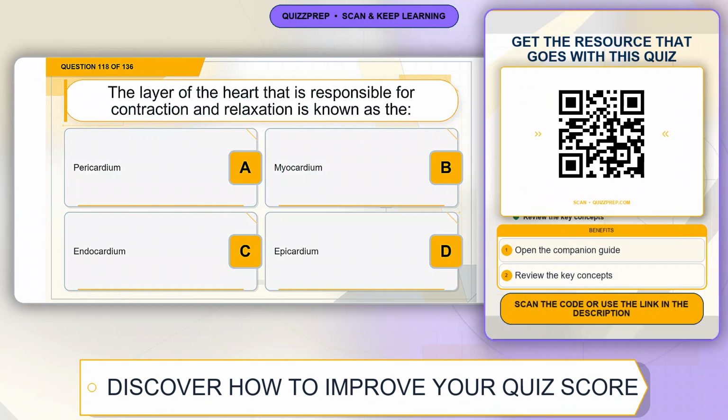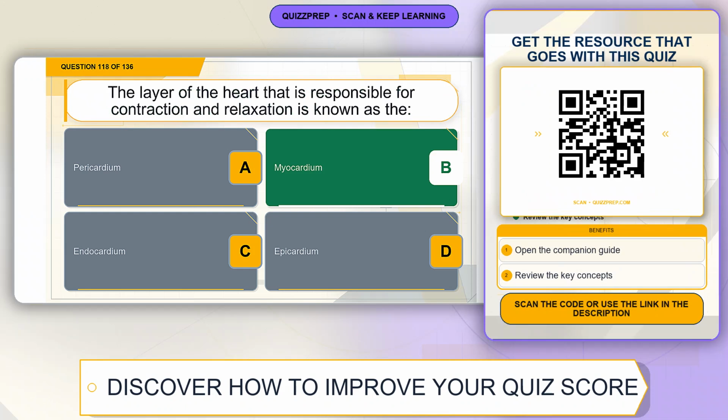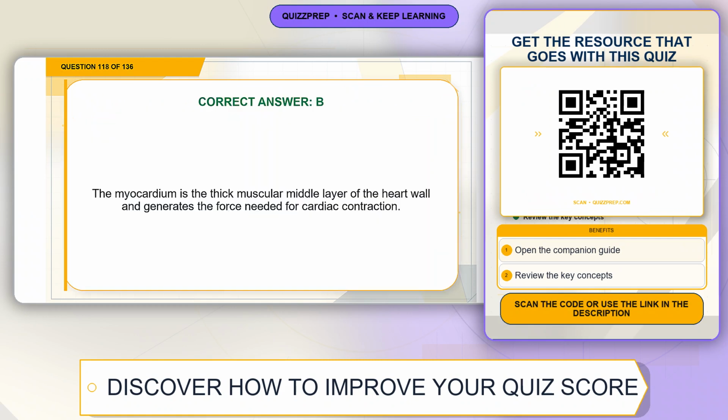Question 118. The layer of the heart that is responsible for contraction and relaxation is known as the option A, pericardium, option B, myocardium, option C, endocardium, option D, epicardium. The correct answer is option B, myocardium. Explanation. The myocardium is the thick muscular middle layer of the heart wall and generates the force needed for cardiac contraction.